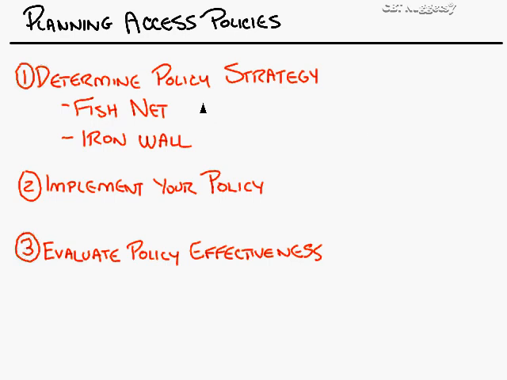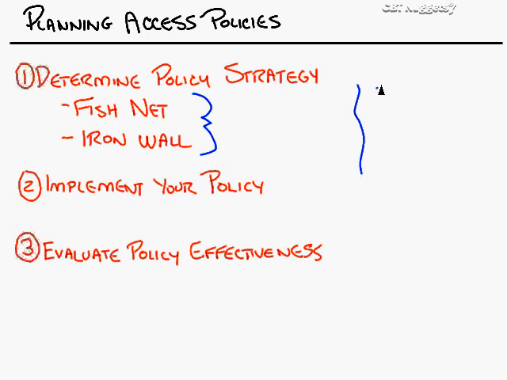There are two different ways to plan the strategy, the way I see it, two major umbrellas, I guess you could say. I call them fishnet and iron wall. This is just terms I've come up with. Don't go to your friends and say, oh, are you using fishnet security? Because they'll probably look at you funny. Fishnet, in my opinion, is trying to catch the big fishes.